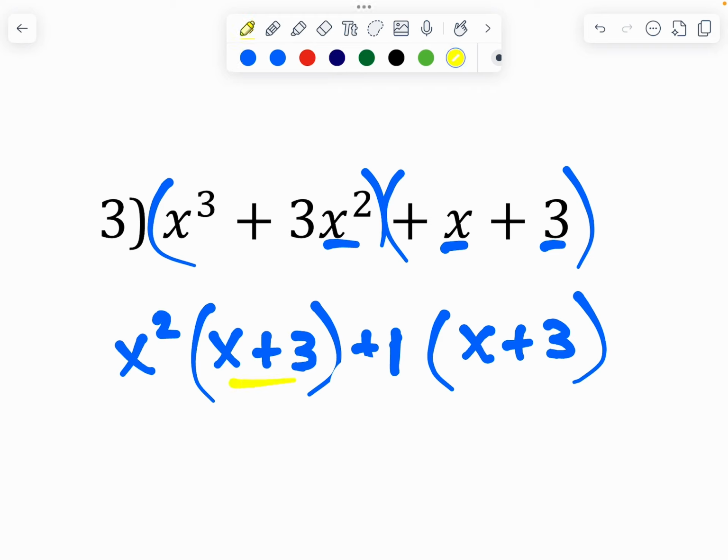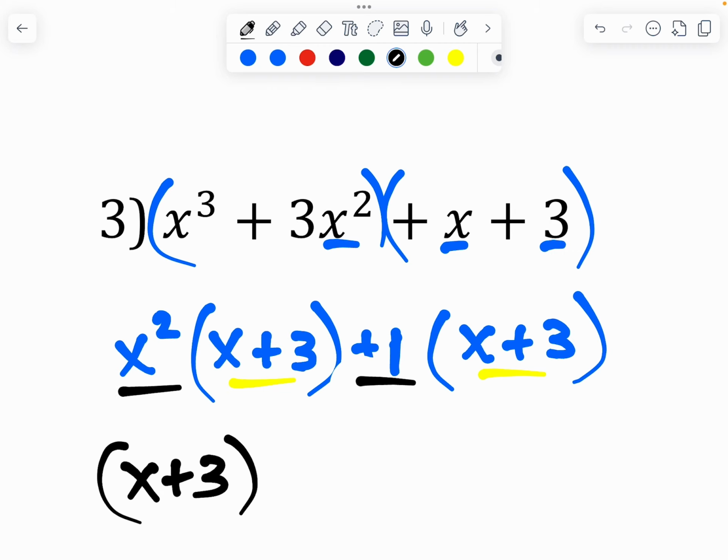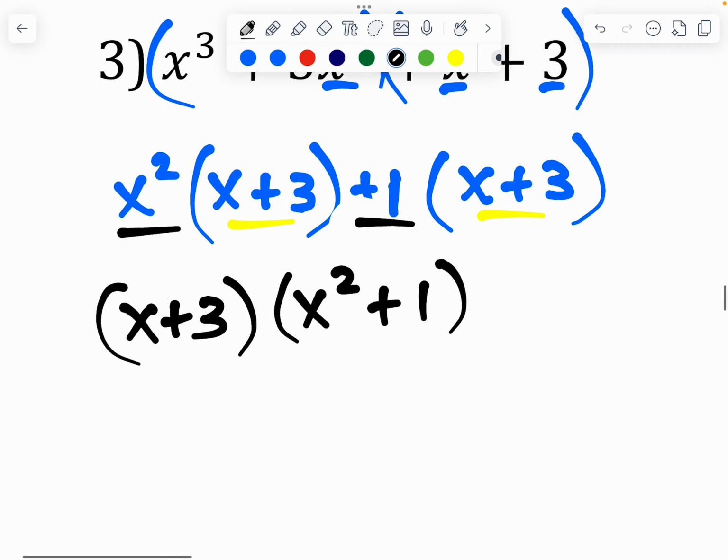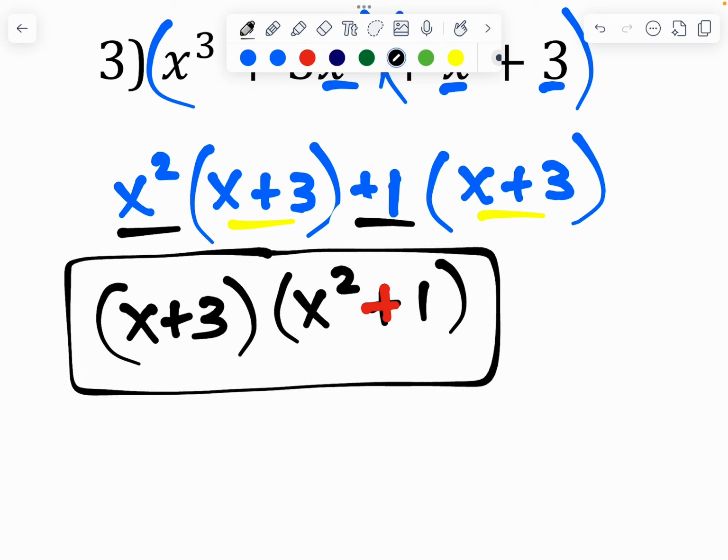Now I look. Are these the same? Yes, if they are, write it as my common factor, and then write what's left. X squared plus 1, okay? Since this is a plus, I can't factor it anymore because it's not the difference of two squares. It's plus. They are two perfect squares. X squared is x and x, 1 is 1 times 1, but because it's not the difference, it is not factorable anymore. So this is my final answer.